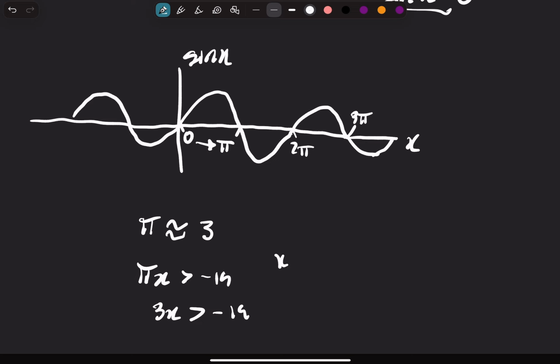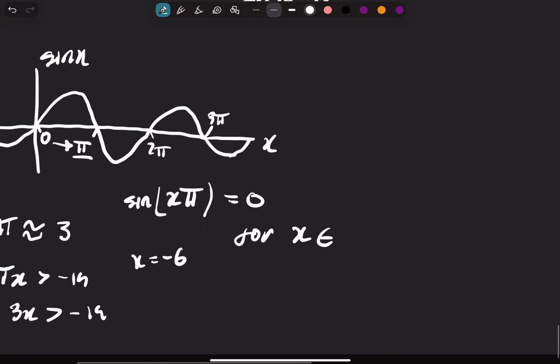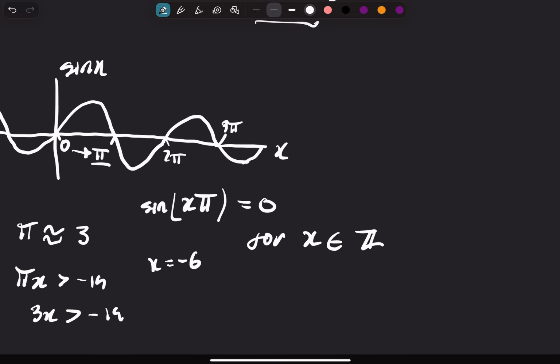And we can see that x equals negative 6 is the lowest value of x that satisfies this. Technically you could go lower and say 6 point whatever, right? But here we're only after integers, because we know that sine of x pi always equals 0 for any integer x. We say x is an element of the integers, right? So we're only after integers, and x equals negative 6 is the lowest integer that satisfies this.